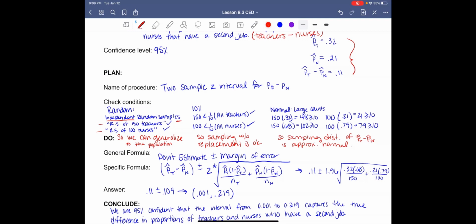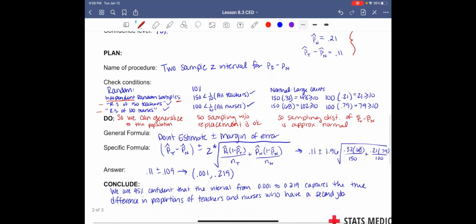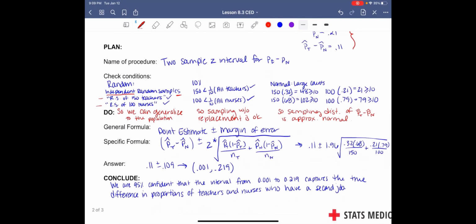Now, I also wrote in here down below the so-whats. Why are we doing these things? Well, for a random sample, we're doing that to check to see if we can generalize to the population. The 10% condition allows us to sample without replacement. And then my large counts condition is so that the sampling distribution of P hat T minus P hat N is approximately normal.